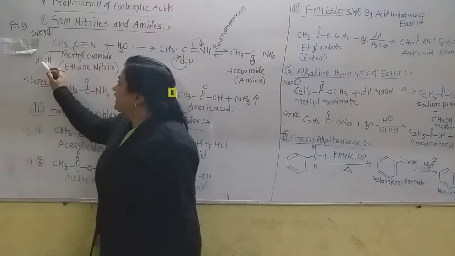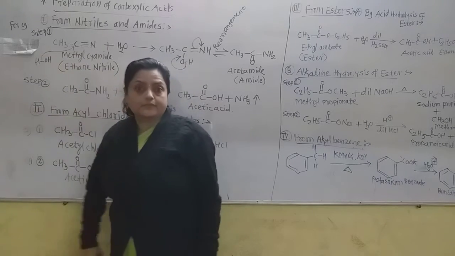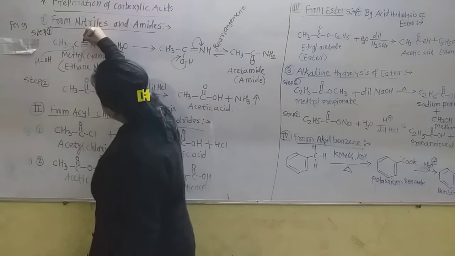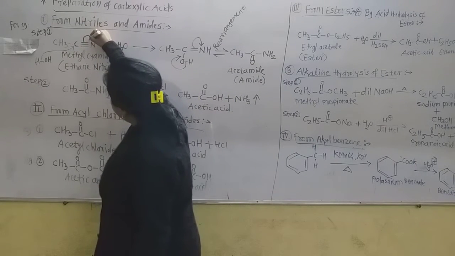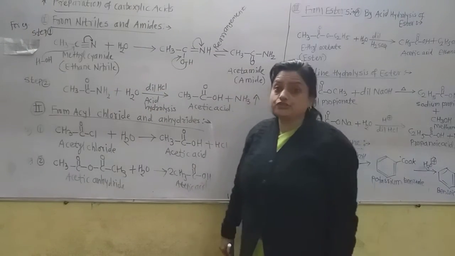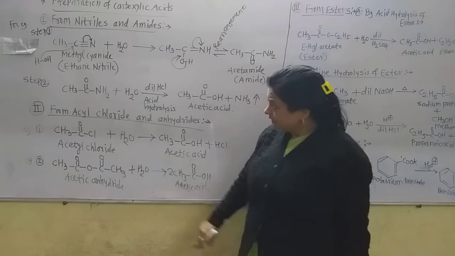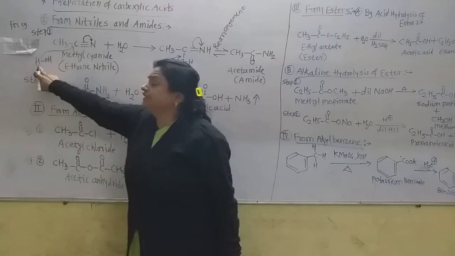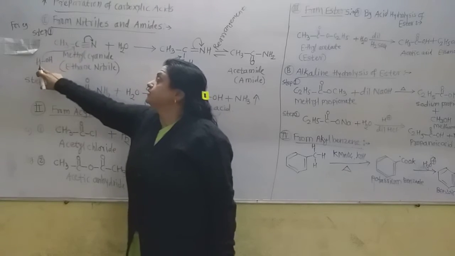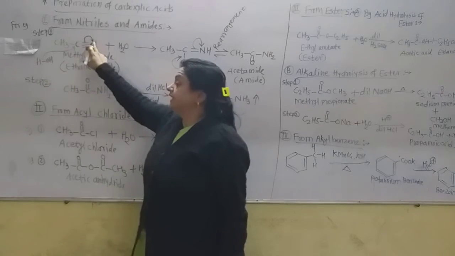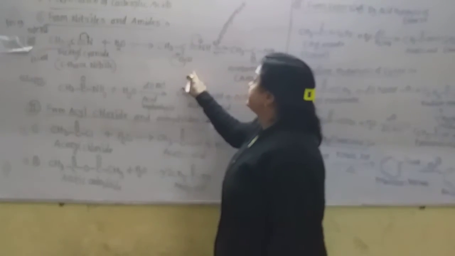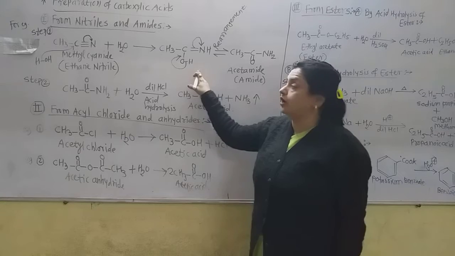Now this OH attacks on this carbon. At the same time what happened? One of the bonds from the triple bond shifts on the nitrogen. There is now a negative charge on the nitrogen. This negative charge then attracts this proton, because this OH attacks with this bond, there is only the H plus ion. Now this negative charge attracts this proton and such type of intermediate is formed.